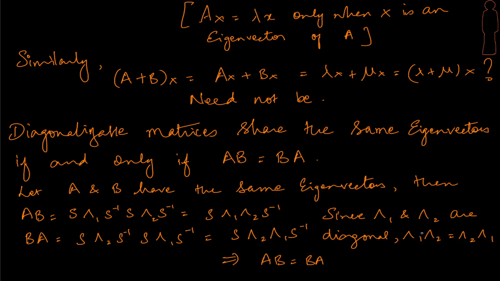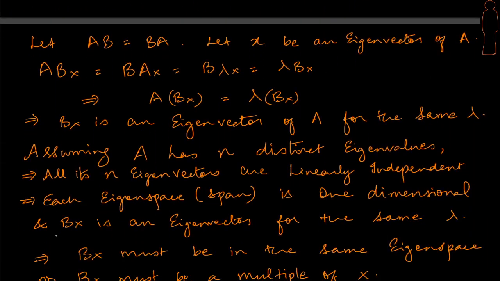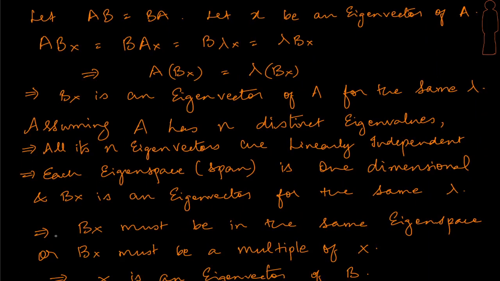And therefore, since this is the same, what we have is that AB must be equal to BA, or the product is commutative. Let me try and prove this in the reverse direction. What if we have AB equal to BA, and let's see whether A and B share the same eigenvectors or not. Suppose we assume x to be an eigenvector of A, then look at this continuing equation.